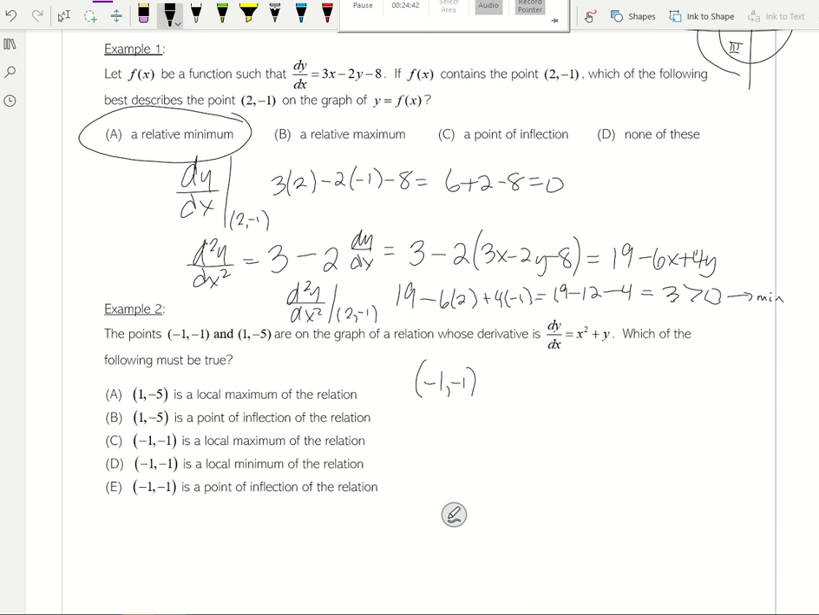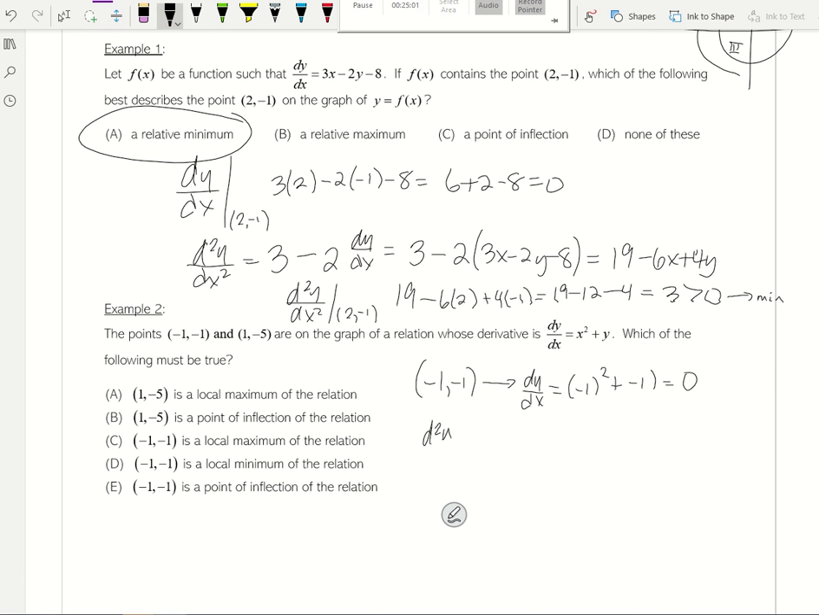So that means dy/dx would equal negative 1 squared plus negative 1, which gives me 0. So we know it's a critical value. We're on the right track. Yay. Make sense? Now we're going to find the second derivative of this.